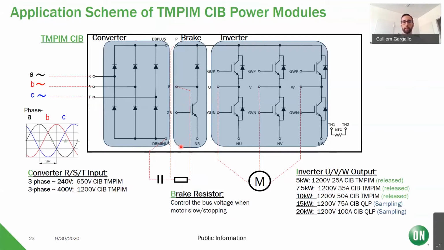If we consider only the CIB modules, we have launched so far 25 to 50 amp CIBs, which, always depending on the thermal design, cover a power range of approximately 5 to 10 kilowatts. And we are starting to sample also 75 and 100 amp CIBs in the QLP package, which will cover approximately, again, all the way up to 20 kilowatts.